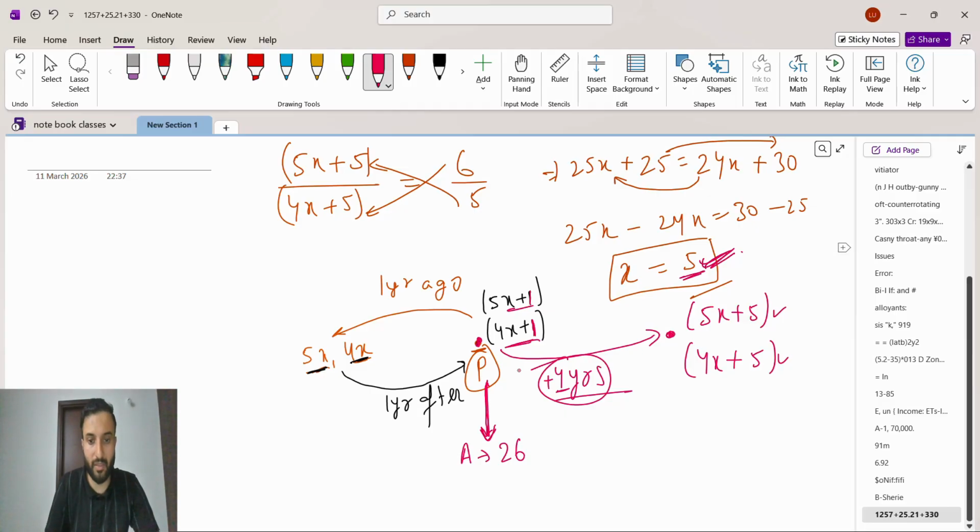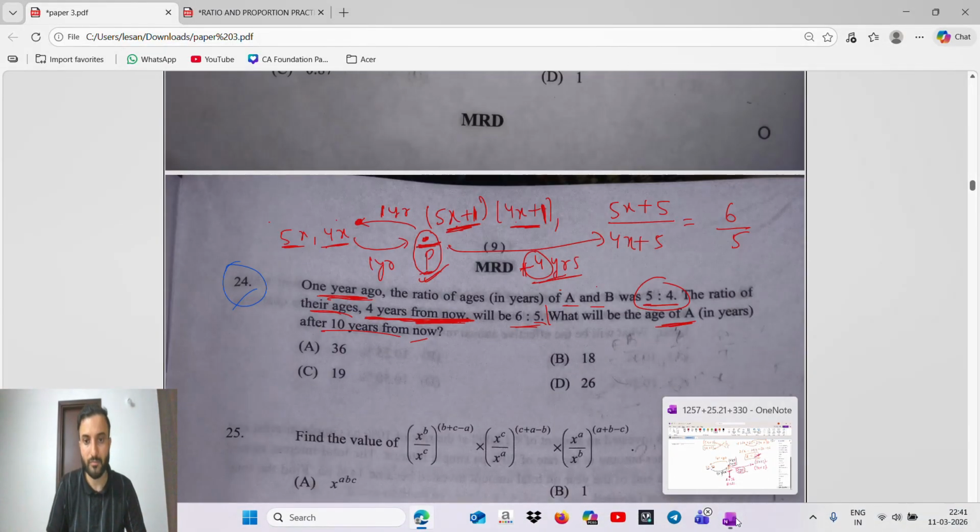The present age of A is 26 and the present age of B is 4x plus 1. So with x as 5, 4 fives are 20, plus 1, 21 years. The present age of A is 26, and the present age of B is 21. Till here we understand, correct?